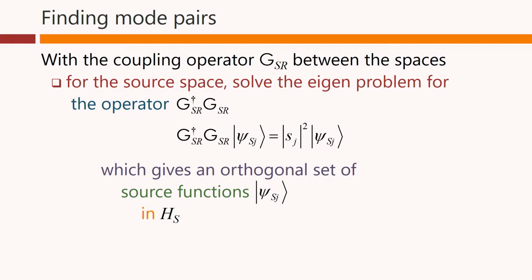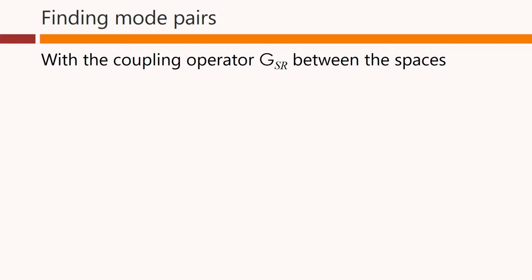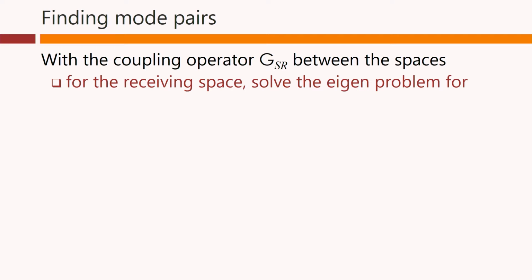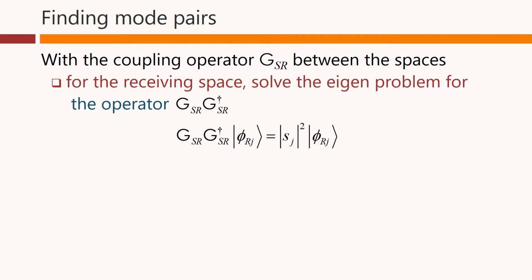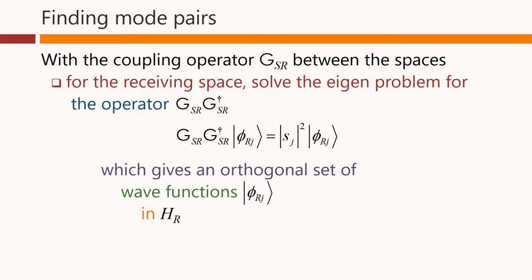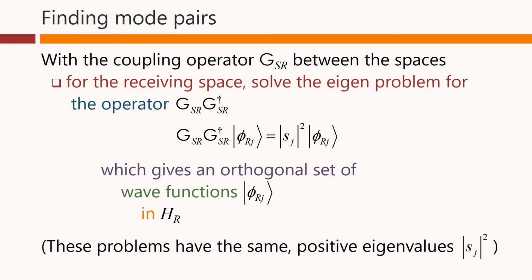The solutions to this eigenproblem give us an orthogonal set of source functions, so psi sj, in this Hilbert space HS. With the coupling operator GSR between the spaces, for the receiving space, we solve the different eigenproblem for the operator GSR G dagger SR. So we've swapped them around in order here. So we solve that to get an orthogonal set of wave functions phi rj that are in this other receiving Hilbert space HR.